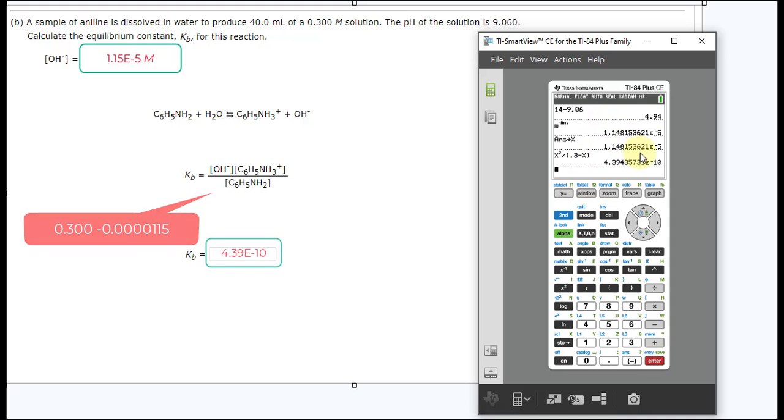This amount of hydroxide produced is so small that you really didn't have to do that subtraction. You could have taken that X, squared it, and divided it by the 0.3, not worrying about how much ionized, and still have gotten pretty much the same answer. Here you can see it doesn't show up until the fifth decimal place, which you wouldn't have to worry about. The correct answer is 4.394 times 10 to the negative 10, which is the answer for our Kb.